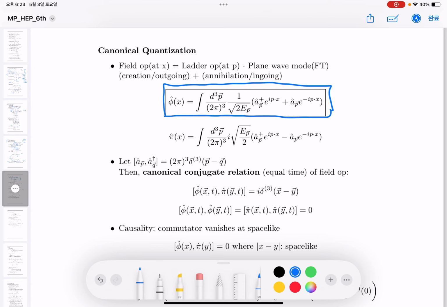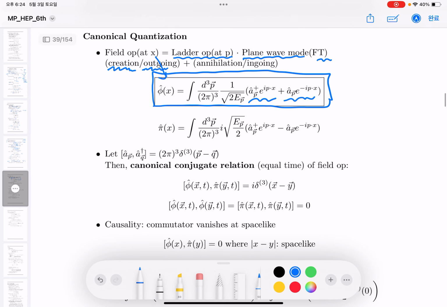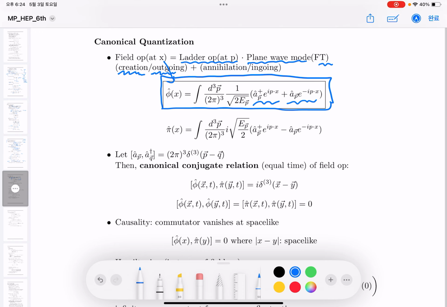The field operator at x is defined by the summation over the p modes, with the ladder operators at the momentum p and the plane wave mode, in a Fourier transformation form. The first term corresponds to the creation of particles, the outgoing ones, and the second term corresponds to the annihilation of the ingoing particles. We can also define the field conjugate operator pi, which corresponds to the p in quantum mechanics.